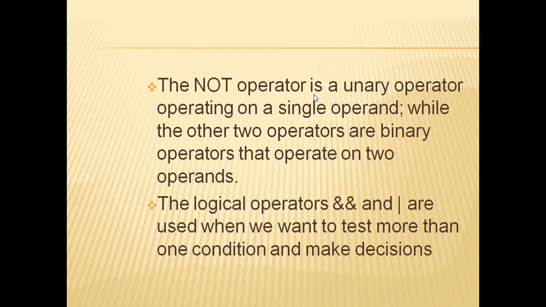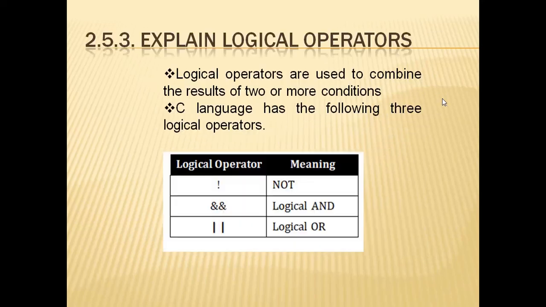The not operator is a unary operator. Unary means we can use this operator on a single operand. The other two operators are binary operators, so here we use two operands to perform the operation.